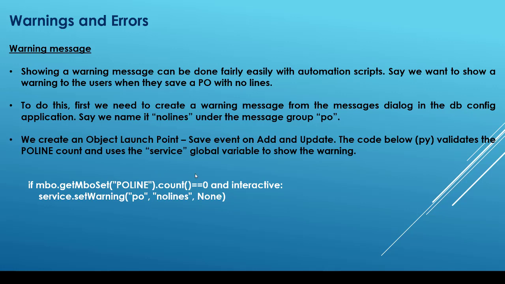This is Python code to validate the PO line count and use the service global variable to show the warning. So if MBO, we get the MBO, set PO line count equal to 0, and there's no interaction here, we will set a warning that there is no line.